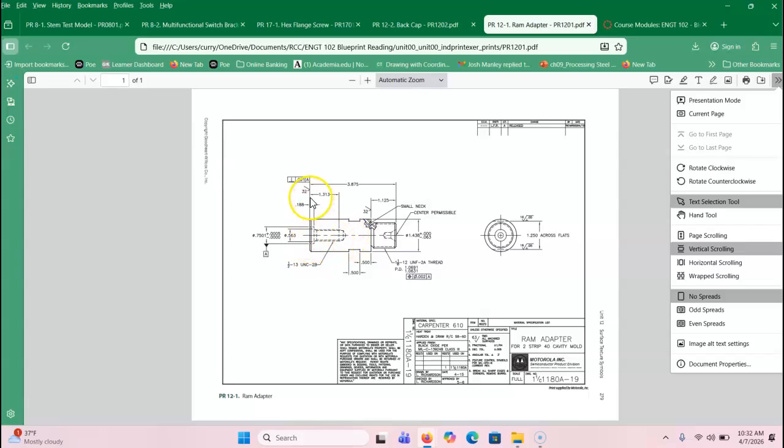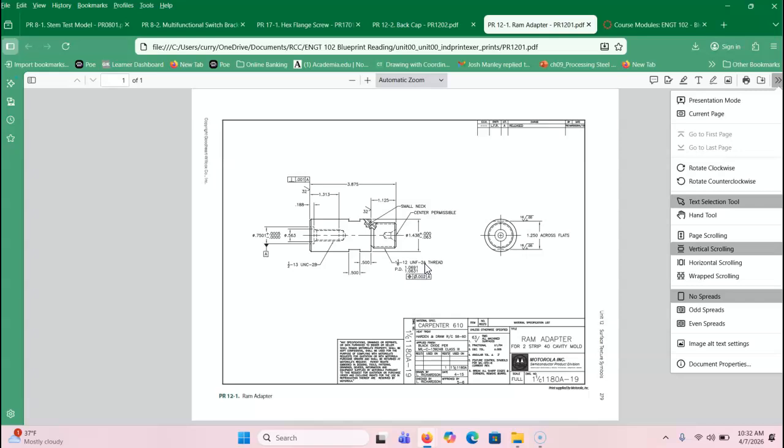But what this is really referring to is that they need a minimum thread engagement, so that thread needs to go in at least 1.313 deep. That's on the half-inch 13 here on the left side. Let's take a look over here at the right side. We do see this external diameter here. This is a 1 1/8 12 UNF 2A thread. So 1 1/8 is the diameter, 12 threads per inch, and UNF is a Unified National Fine Thread. Again, this is a Class 2A.